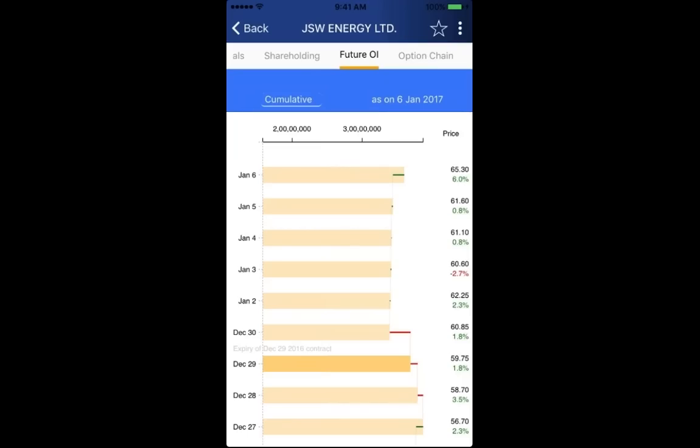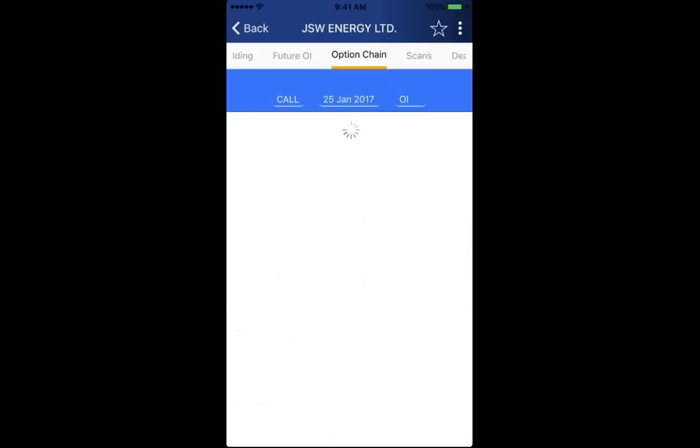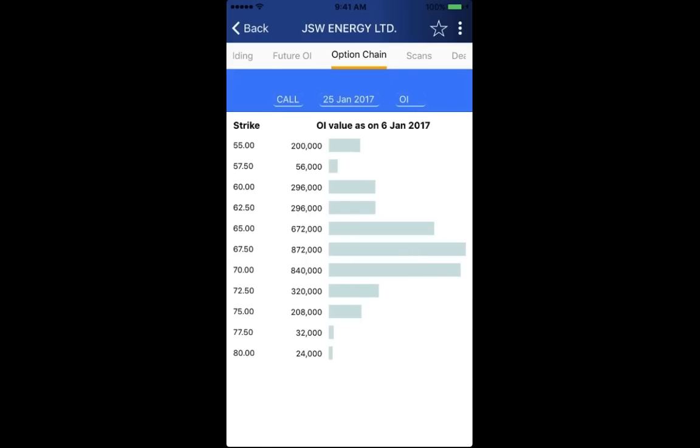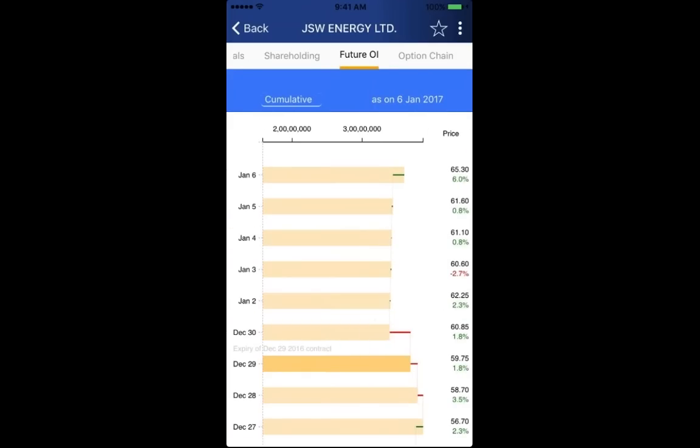So if any stock which you are analyzing through Stockedge, let's say we are on JSW Energy, and if it's there in the futures market, the future data like the futures open interest, the options chain, etc. will pop up. So going back to the future OI, if you just tap on any of these horizontal bars, you can see the date, the open interest in numbers, and change in terms of absolute numbers.